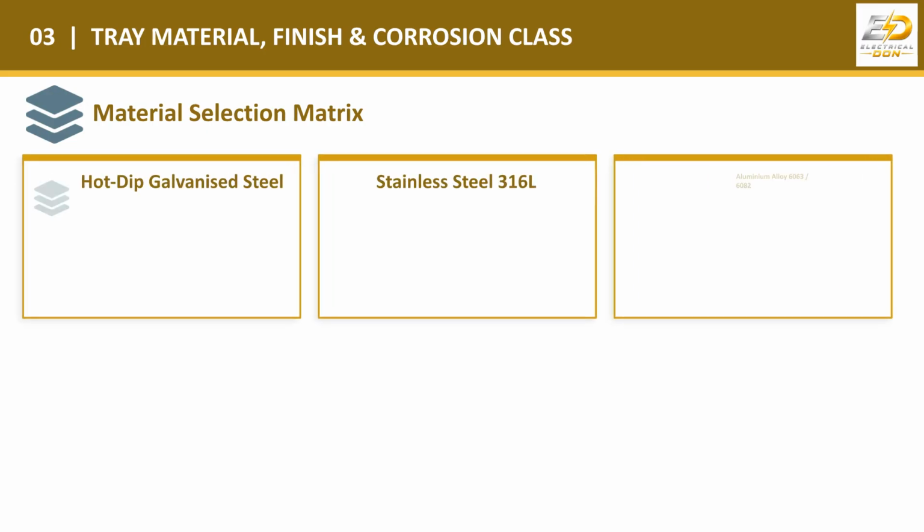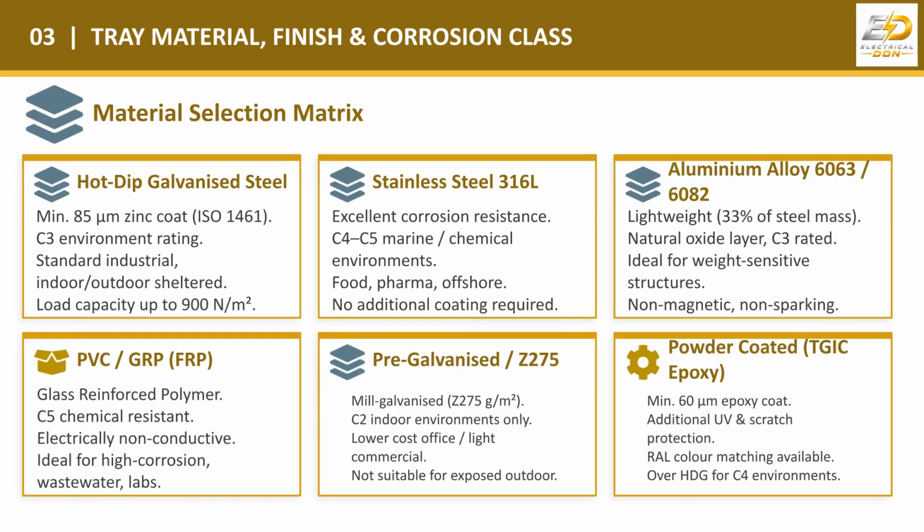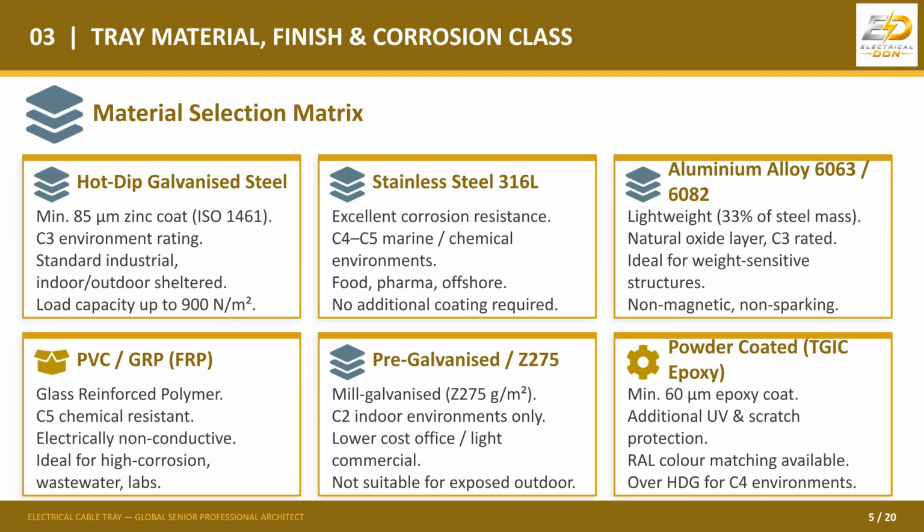Cable tray material selection is crucial for performance and longevity. Options include hot dip galvanized steel for C3 environments, stainless steel 316L for high corrosion areas, and aluminum alloy 6063-T6 for lightweight structures. Other options are PVC GRP for chemical resistance, pre-galvanized for indoor use, and powder-coated for added protection.